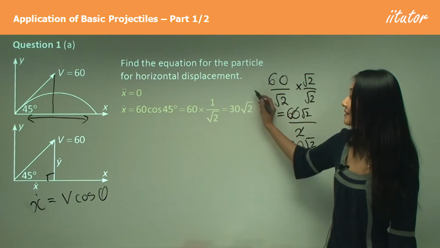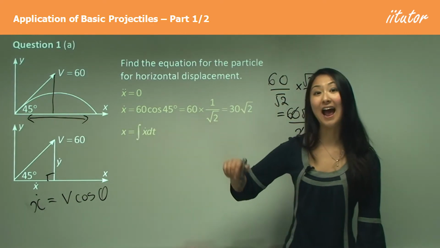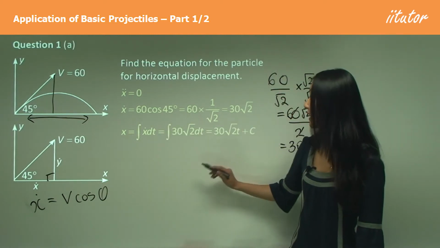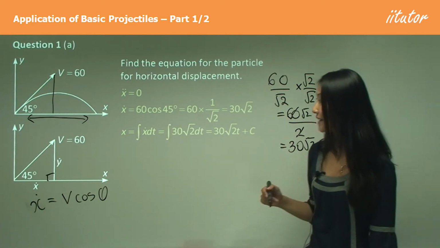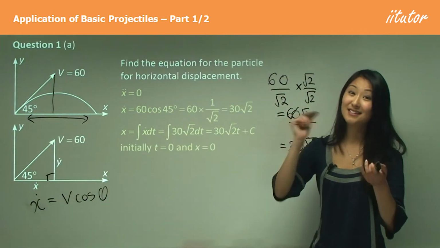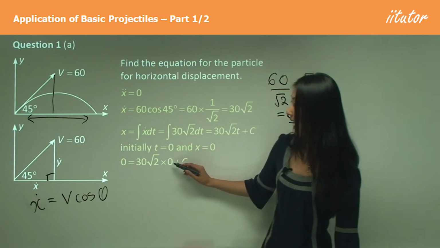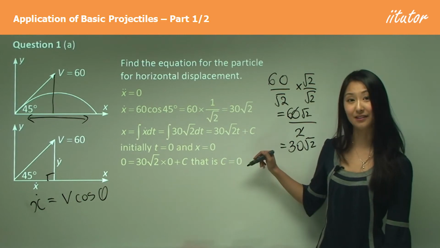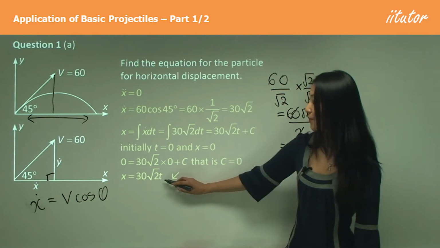That means this is our horizontal velocity, and then we need to integrate that to get our displacement. And remember, always in terms of dt. Integrating that, you get 30 square root 2 t plus c. And we need to work out what c is. We look back to our diagram and we think to ourselves, when t equals 0, what does x equal to? Starting from the origin, x equals 0. Substituting in 0 there and 0 there, you get 0 equals 0 plus c. So c equals 0. So that means our horizontal displacement is just going to be 30 square root 2 t.